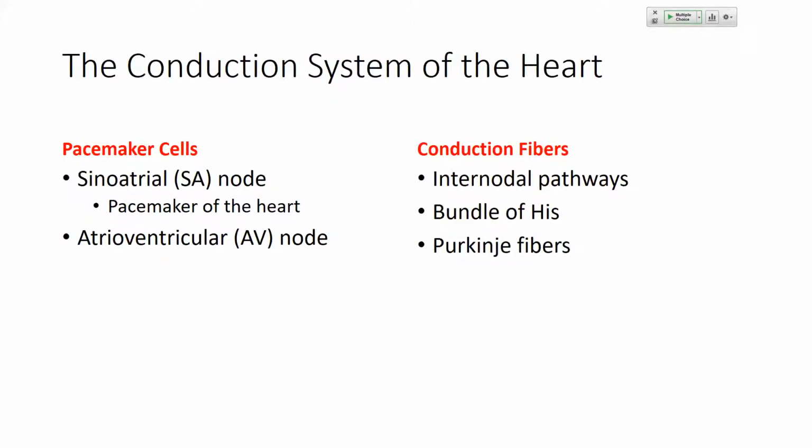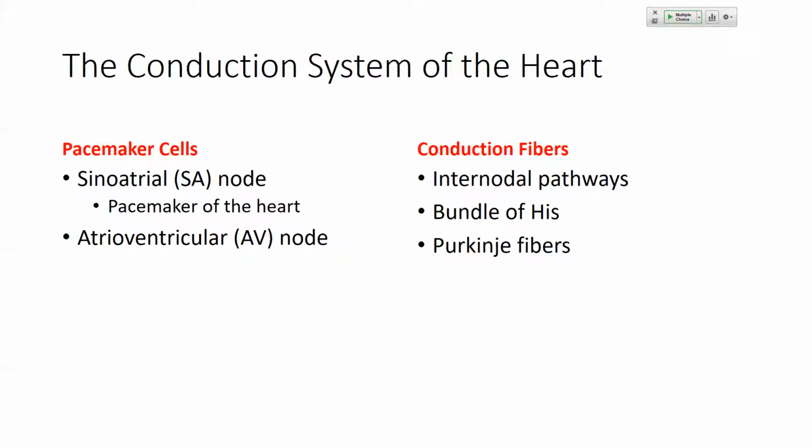The examples of pacemaker cells are the SA node. SA stands for sinoatrial. That sort of helps us understand where this group of cells is. These are right in the right atrium, the wall of the right atrium. And this is the main pacemaker of the heart, the SA node. So it is the concentration of these pacemaker cells right in the right atrium, and that's the SA node.